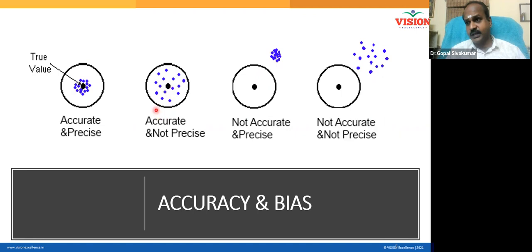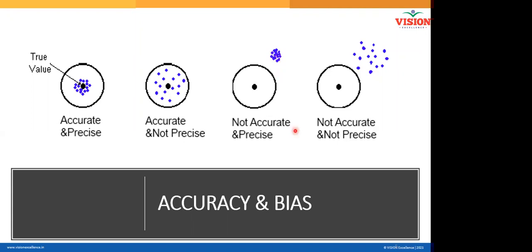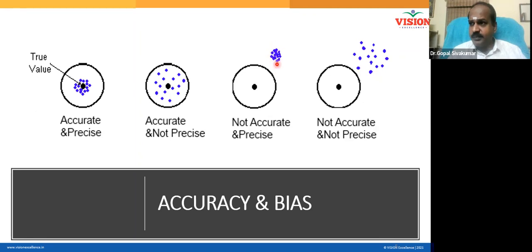Right? Understood. So the readings are accurate, but since the readings are scattered, not close to each other, I will consider this as not precise. Accurate, but not precise. But coming to the third situation, the true value is here. All your data points are here. Even when I calculate the average, my average is here only. Am I accurate now? No. But am I precise now? Yes. I am precise but not accurate.